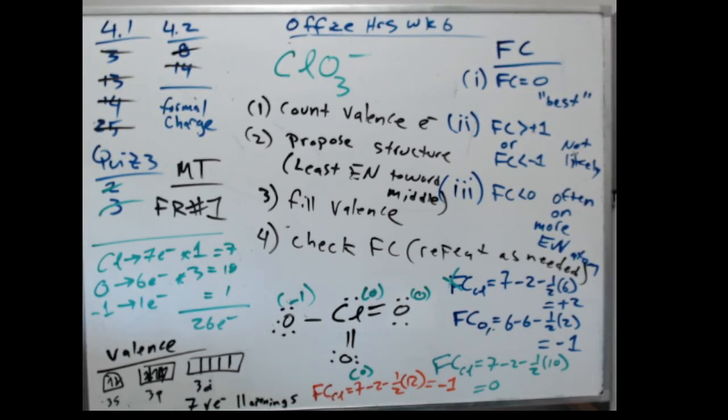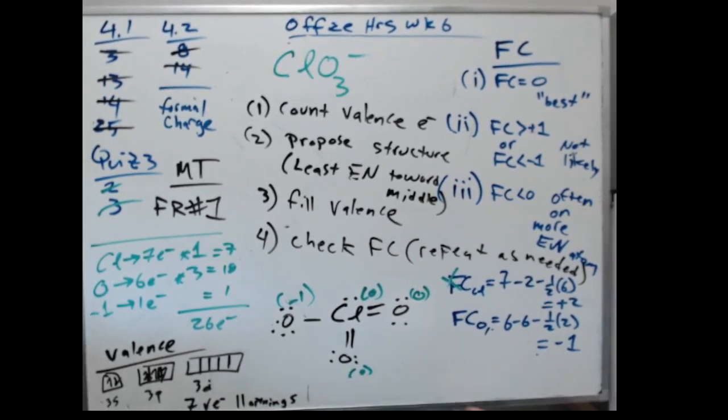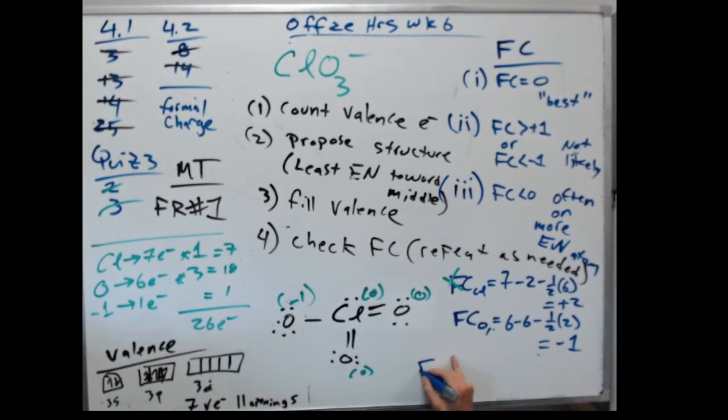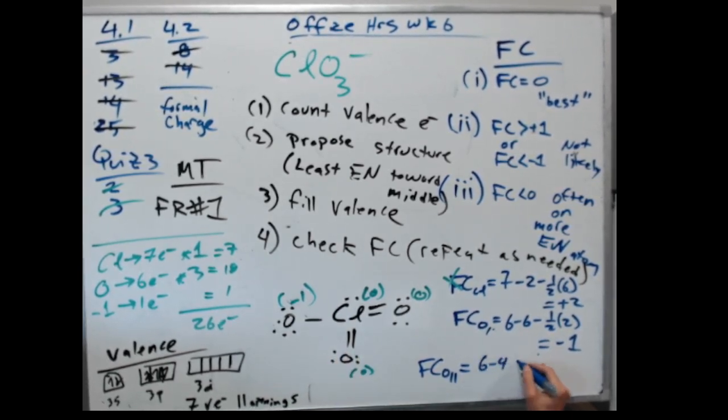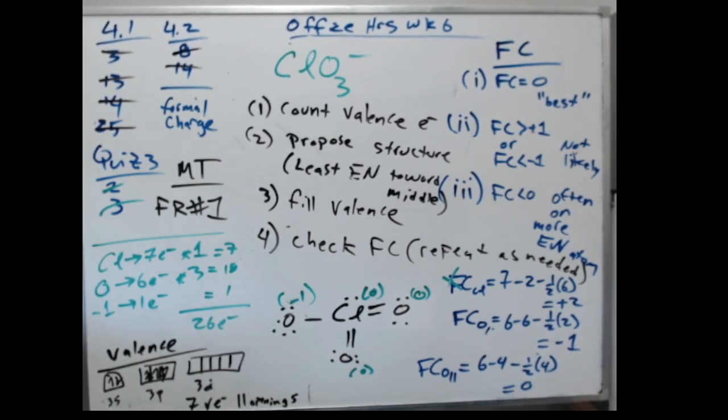If we did the one for the oxygen with the double bond, it's just because I've done this so much, I recognize the formal charge on oxygen with the double bond, I'm like, oh, that's one of my good pieces. It's probably going to be 0. Right? It's 6 minus 4 minus a half of 4 equals 0.